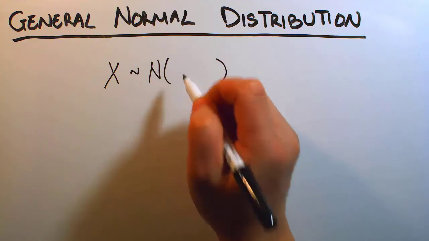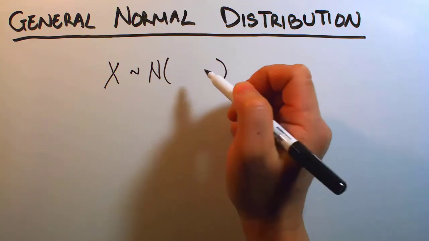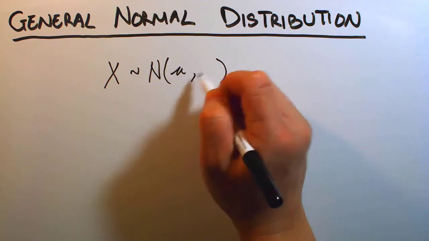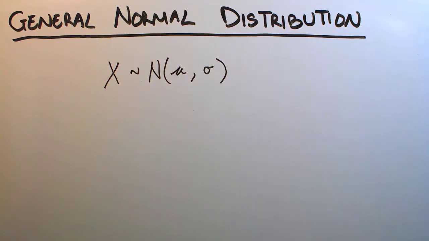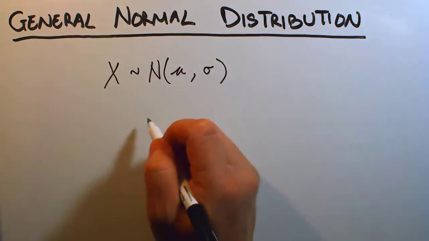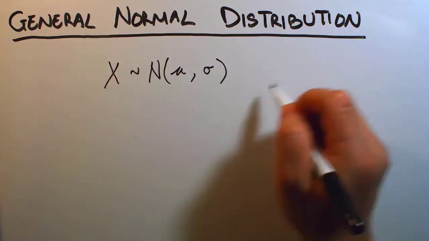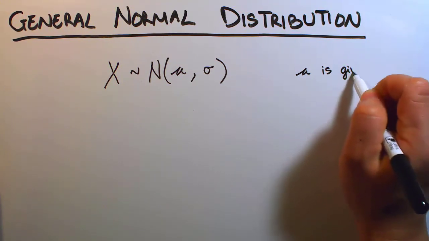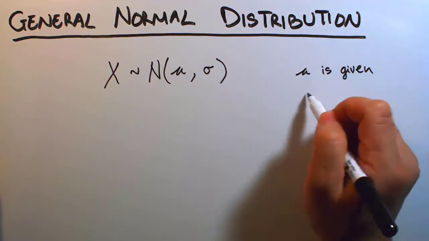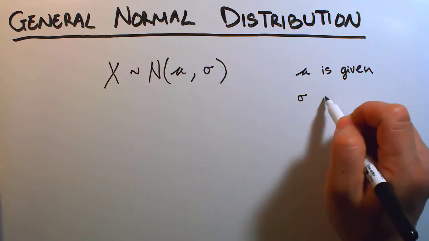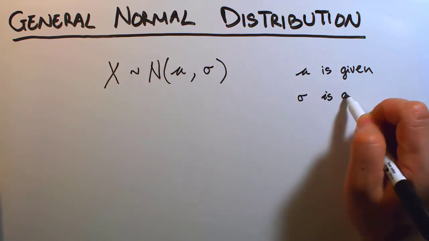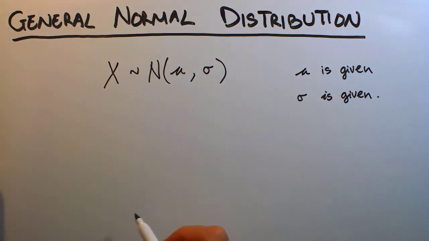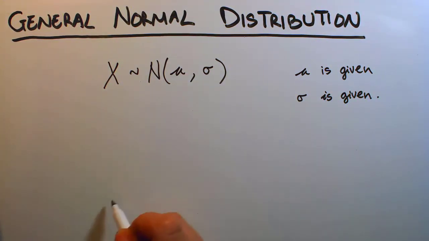But now our mean and standard deviation are no longer 0 and 1. We're now at some given mean and some standard deviation. So remind yourself, once again, the mean is given, as well as sigma, the population standard deviation, is also given. And our bell curve is going to look like this.